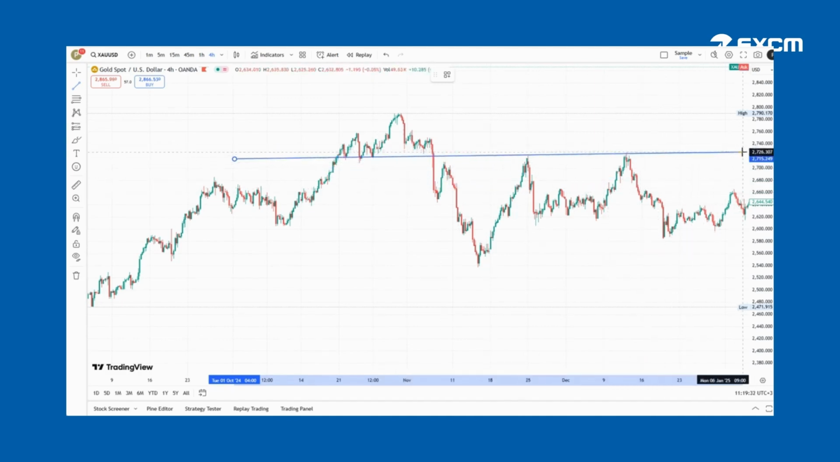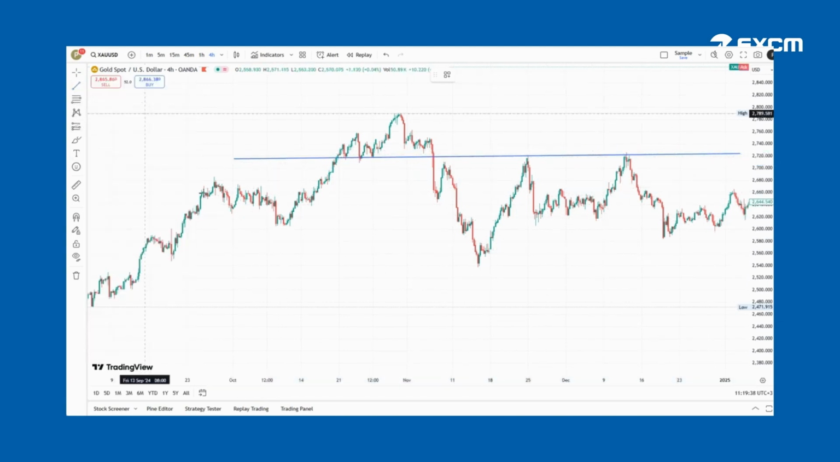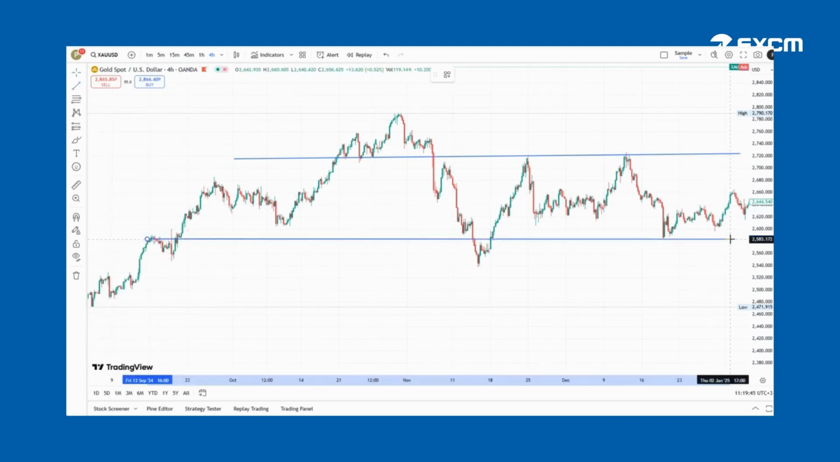3. Identify swing points. Look for higher lows in an uptrend or lower highs in a downtrend. For an uptrend, find at least 2 major low points where the price bounced off support. For a downtrend, find 2 major high points where price faced resistance.